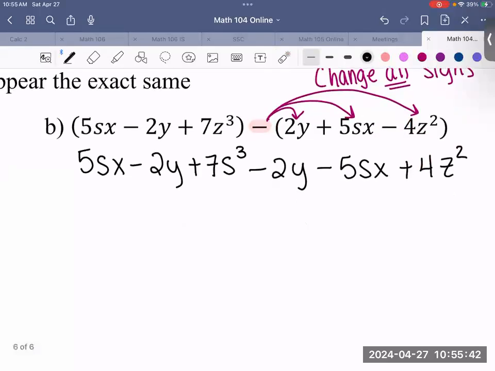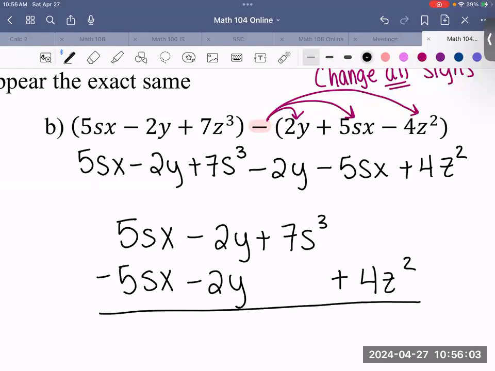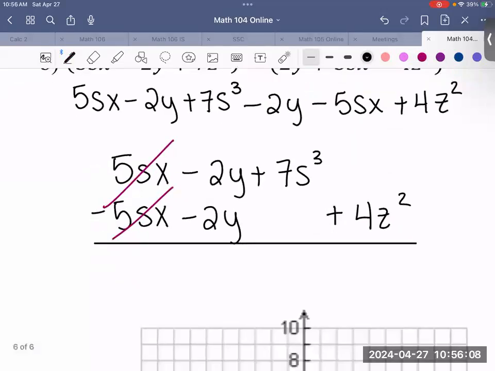So again, we're going to be adding your values together. I just like showing where these values come from. So for me, I like to stack to show you guys where it comes from. And then from there, you can go ahead and add or subtract. That will cancel. This one will make -4y plus 7z cubed plus 4z squared. Okay.